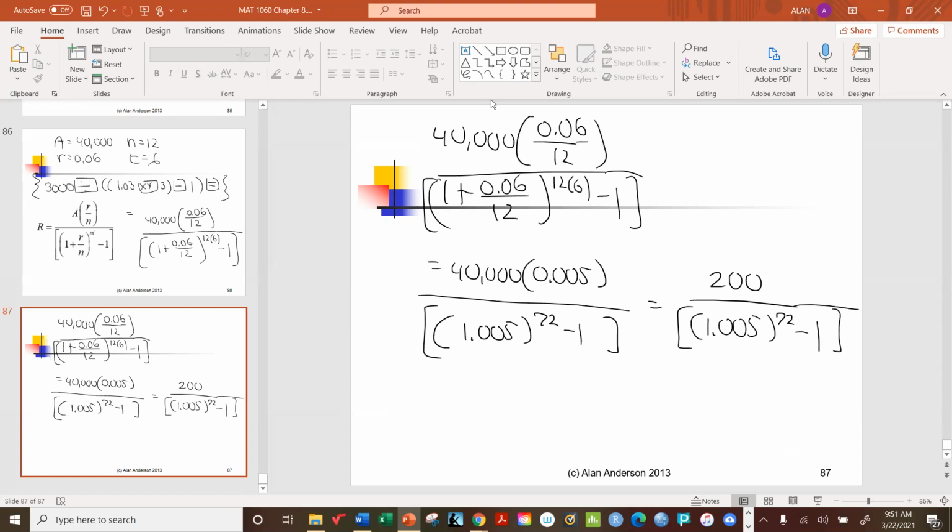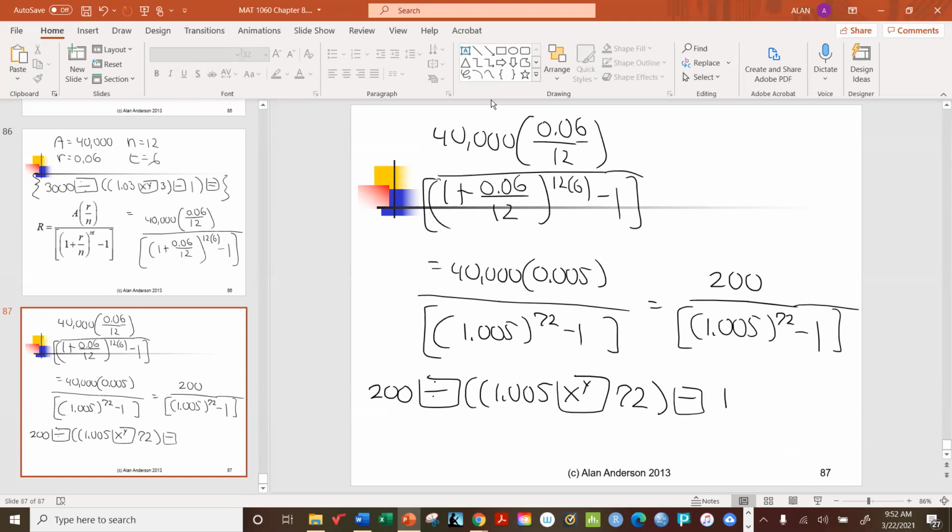So let's try this approach. 200 divided by double parentheses 1.005 exponent 72 close parentheses minus 1 close, equals. That should do it. Try that and see what happens.